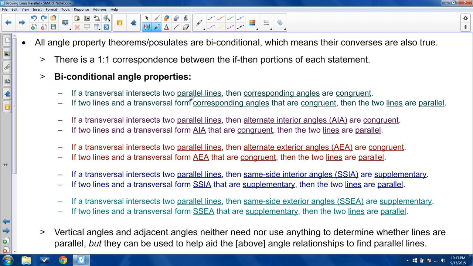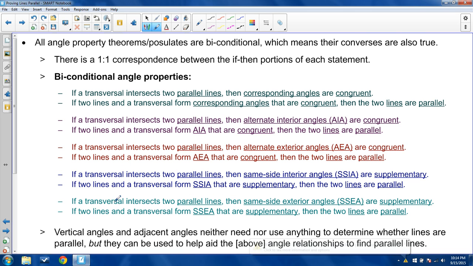Now their converses are also true, meaning if I switch the then to the if and the if to the then: if two lines and a transversal form congruent corresponding angles, alternate interior angles, or alternate exterior angles, then those two lines are parallel. So you can look at it the other way and say for sure that that will be the case. Same with same side interior angles and same side exterior angles being supplementary. If that's true, then your lines are also parallel. So that's all this section is. It's just the opposite form of what you have.